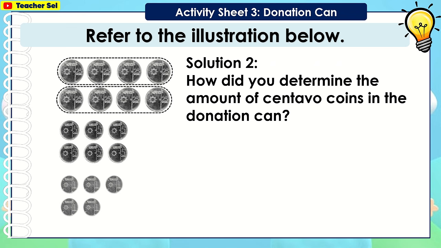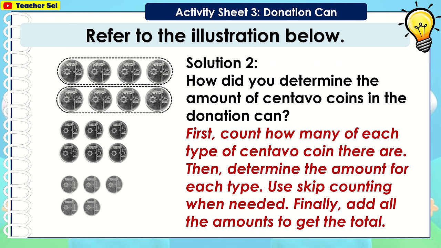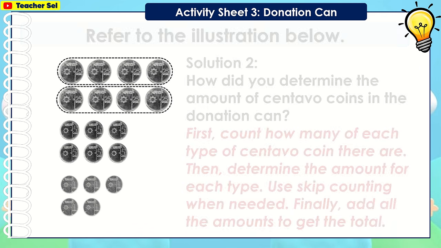For the solution, how did you determine the amount of centavo coins in the donation can? First, count how many of each type of centavo coin there are. Then determine the amount of each type. Use skip counting when needed. Finally, add all the amounts to get the total.